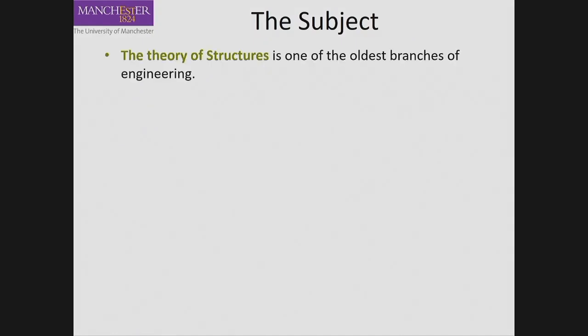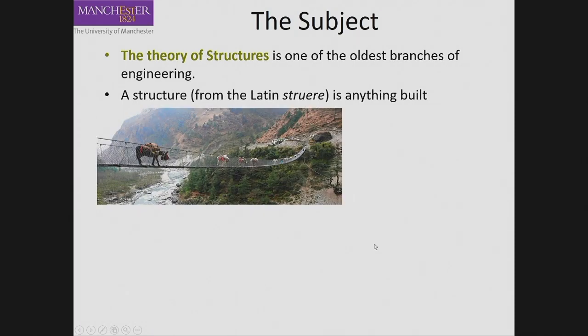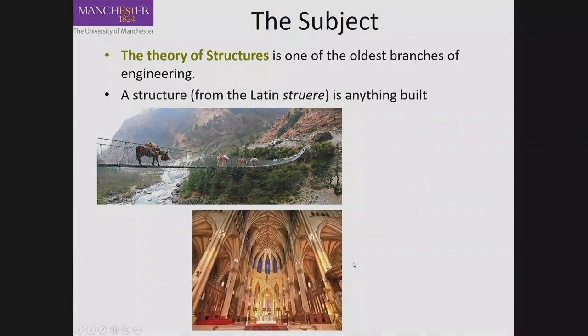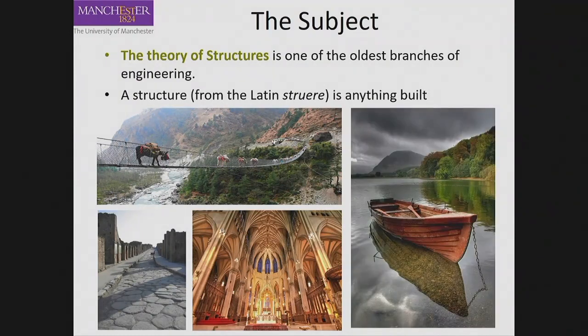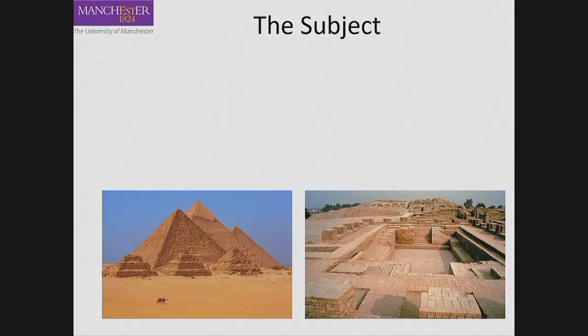So what is this subject of structures that we'll be studying? Now this theory is one of the oldest branches in engineering. It comes from a Latin word, structura. It means anything built. So that could be a rope bridge in a mountainous region. It could be a grand cathedral, for example, and even some houses and the pavement, for example, a cobbled pavement, or a boat. A boat is also a structure which has to carry the load in certain ways. So the examples are varied.